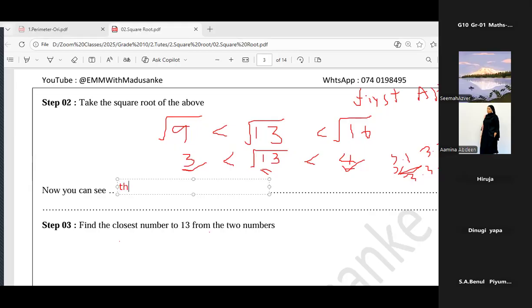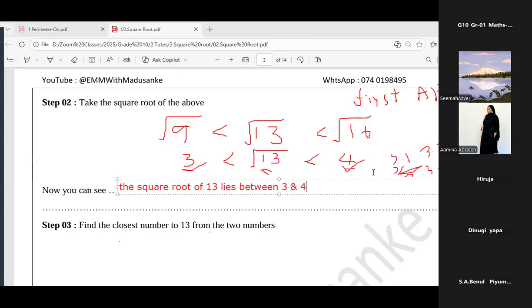Right? Now you can see. Write down: the square root of 13 lies between 3 and 4. Right? This is the conclusion that you can get by looking at this. The square root of 13 lies between 3 and 4.